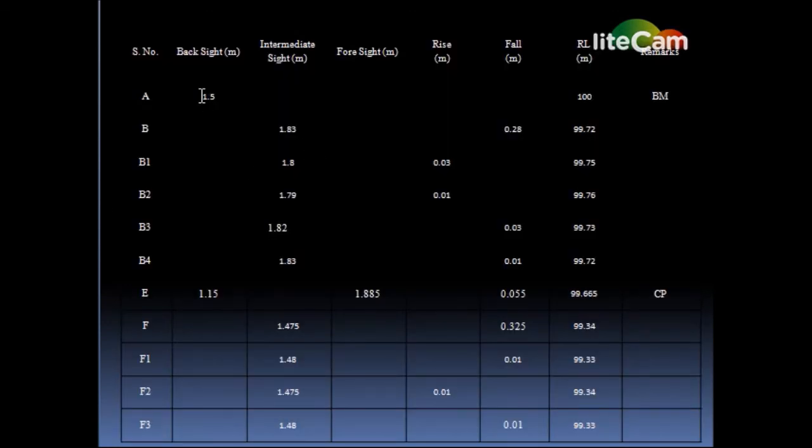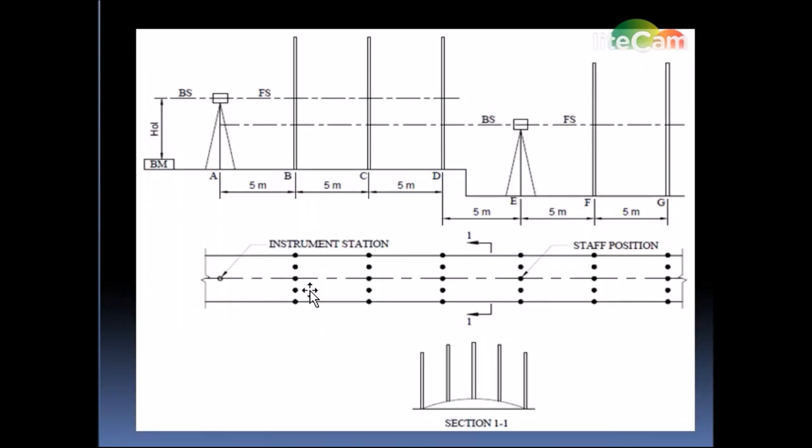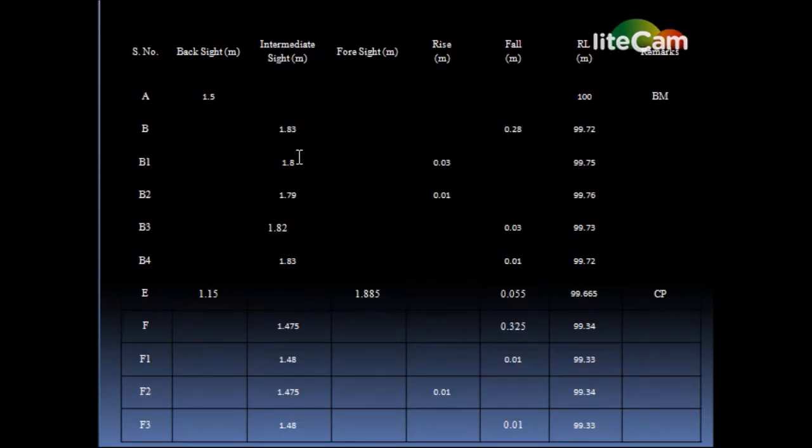We took the instrument at position A as usual and took the back side, and RL here is again considered as 100, and we took the IS at B, B1, B2, B3, B4. This question has been solved with the method of rise and fall. So we are going to subtract back side from intermediate side and get the fall. So we will subtract this fall from the RL of the benchmark to get the RL of point B.